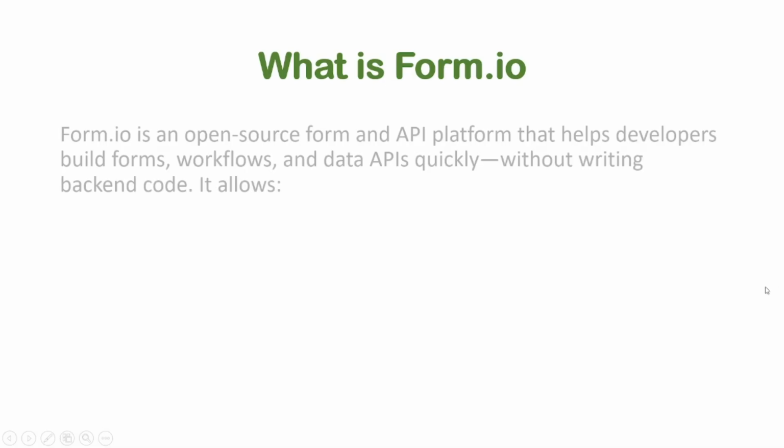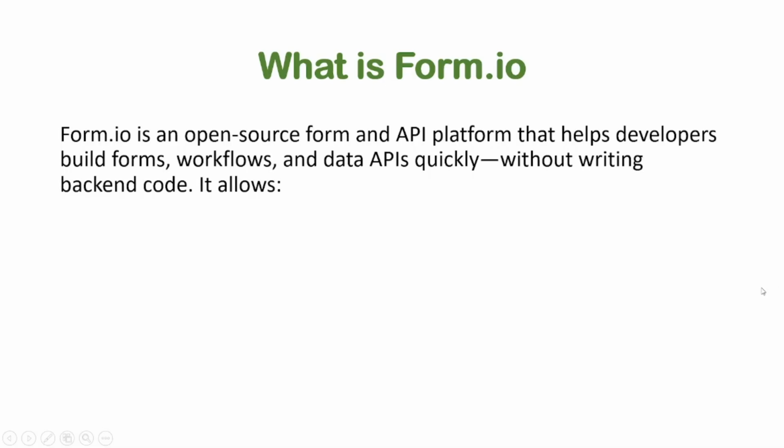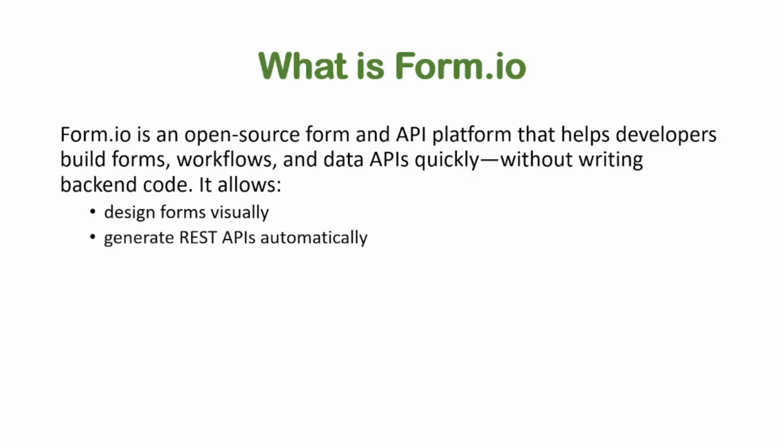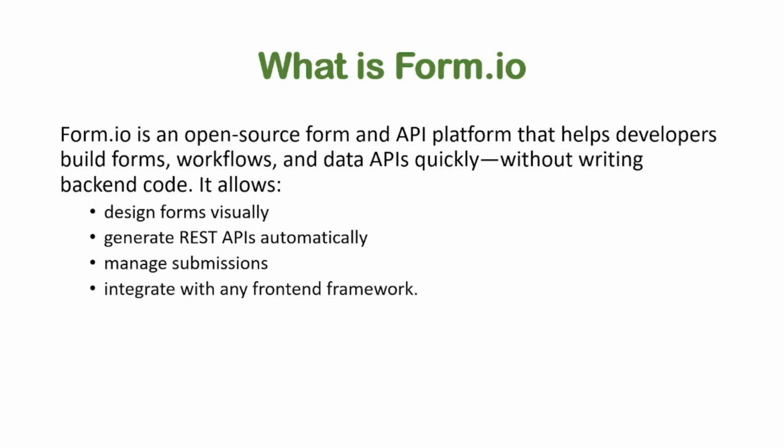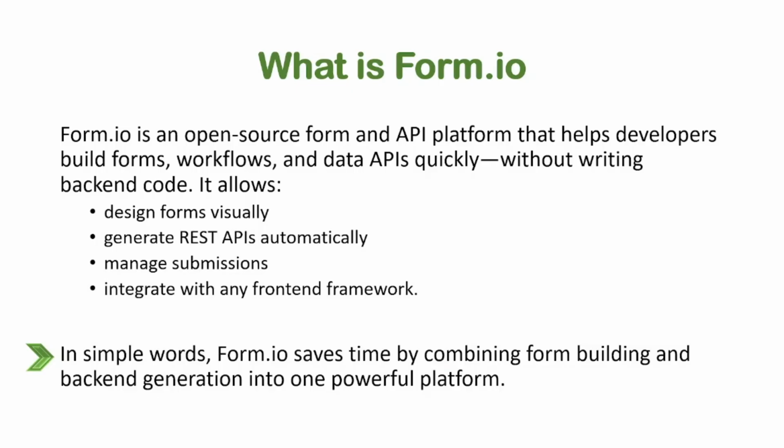Form.io is an open source form and API platform that helps developers build forms, workflows, and data APIs quickly without writing backend code. It allows you to design forms visually, generate REST APIs automatically, manage submissions, and integrate with any front-end framework. In simple words, Form.io saves time by combining form building and backend generation into one powerful platform.